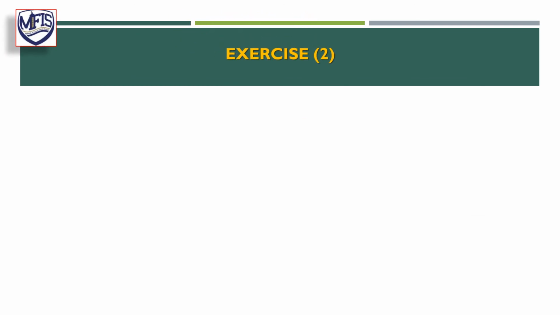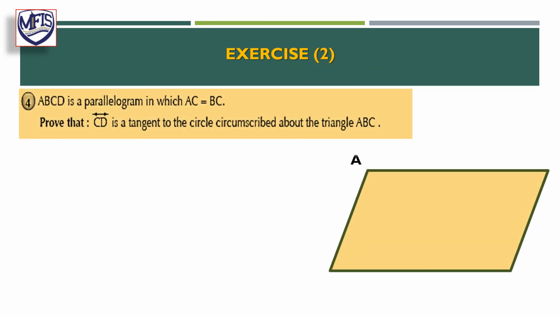Exercise number 2. ABCD is a parallelogram in which AC equals BC. Prove that straight line CD is tangent of the circle circumscribed about the triangle ABC. That means I want to prove that straight line CD, this straight line, okay, is tangent of the circle which passes through the three vertices A, B, and C.